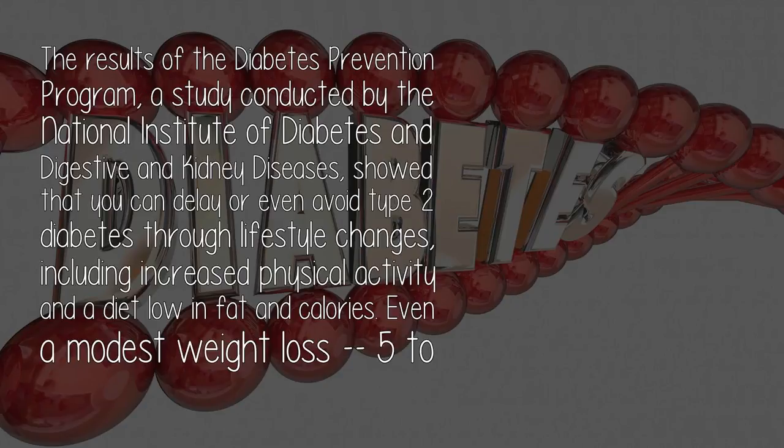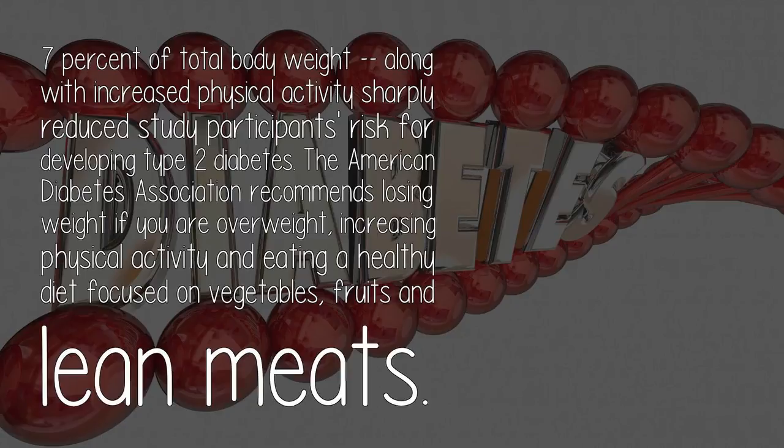Prevention. The results of the Diabetes Prevention Program, a study conducted by the National Institute of Diabetes and Digestive and Kidney Diseases, showed that you can delay or even avoid type 2 diabetes through lifestyle changes, including increased physical activity and a diet low in fat and calories. Even a modest weight loss, 5 to 7% of total body weight, along with increased physical activity sharply reduced study participants' risk for developing type 2 diabetes.